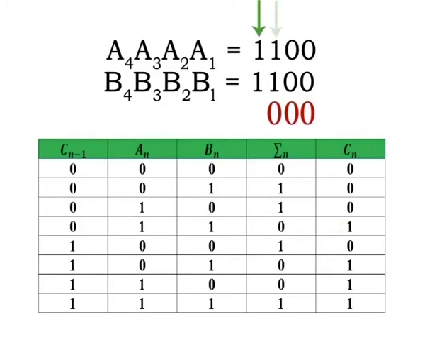For n is equal to 4, A4 is equal to 1, B4 is equal to 1 and Cn minus 1 is equal to 1 from the last row of the table, and sigma 1 is equal to 1 and C4 is equal to 1. So C4 becomes the output carry and the sum of two numbers 1100 and 1100 is 11000.